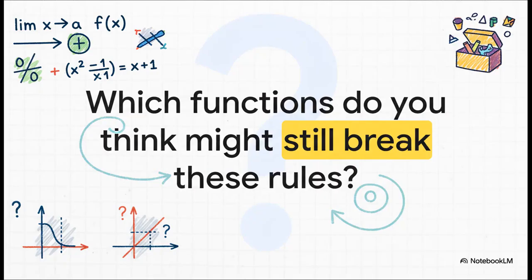So there you have it, a whole toolkit for handling limits, from the easy direct substitution cases to the algebraic tricks for that 0/0 form. And that leaves us with one final thought to chew on. Now that you have this powerful toolkit, what kinds of functions do you think are still out there that might break these rules?